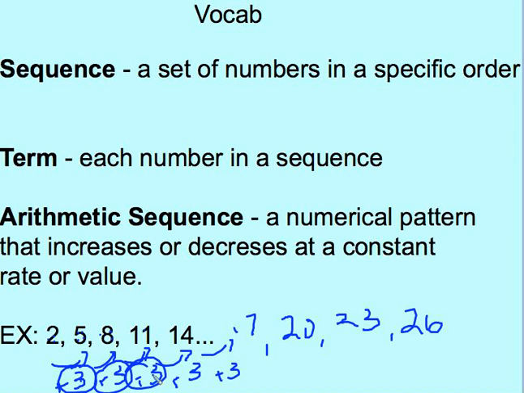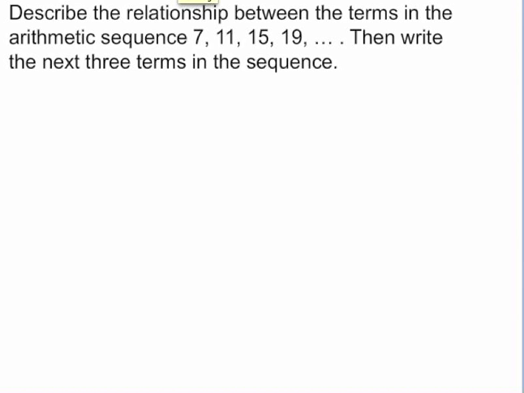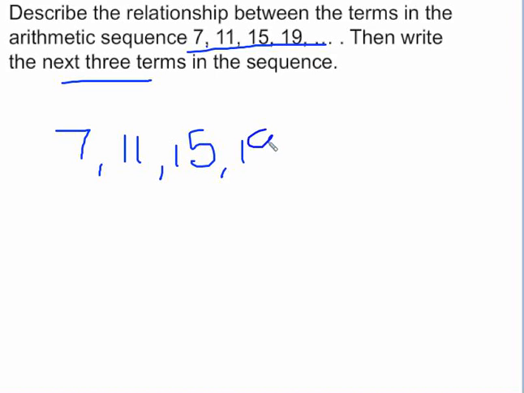All right, so let's take a look at an example. Describe the relationship between the terms in the arithmetic sequence 7, 11, 15, and 19. Then write the next 3 terms. So we have our sequence here, which is 7, 11, 15, and 19. To describe it, they're asking us to tell what value I'm either increasing or decreasing by. Since it's an arithmetic sequence, I know it's going to be either increasing or decreasing.